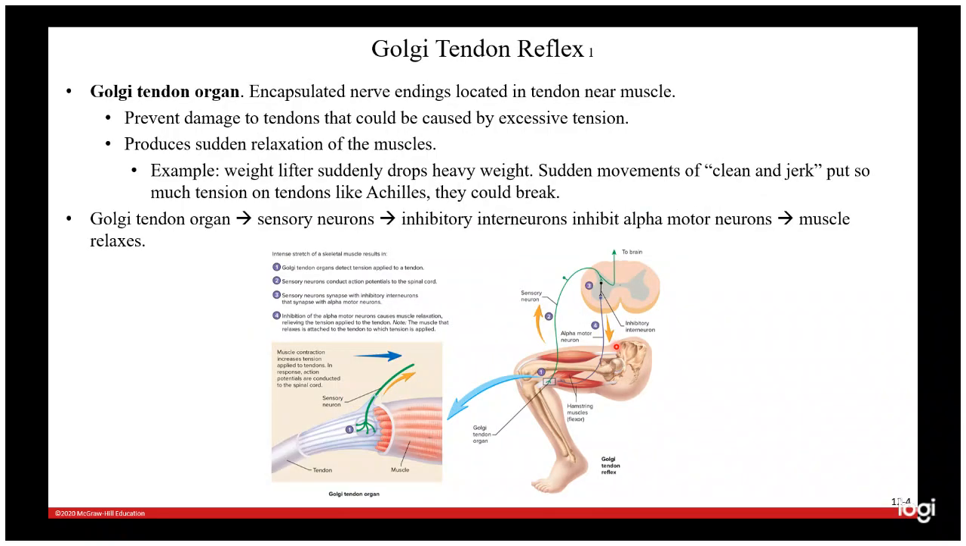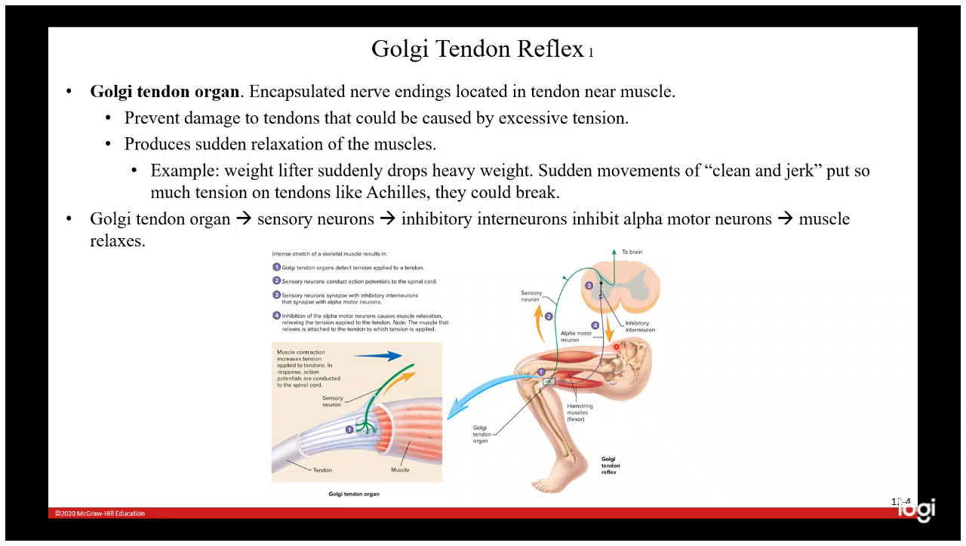All right, so the Golgi tendon organ is actually not the Golgi body. Do not let that throw you off. I am almost certain it was probably named after the same person who found the Golgi body. It's not a name you hear very often, but they're nerve endings that are encapsulated that are in the tendon near muscle. So you will find these almost everywhere tendon meets the muscle.